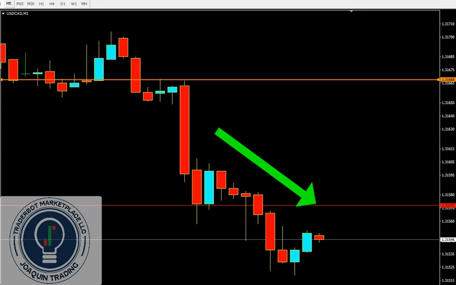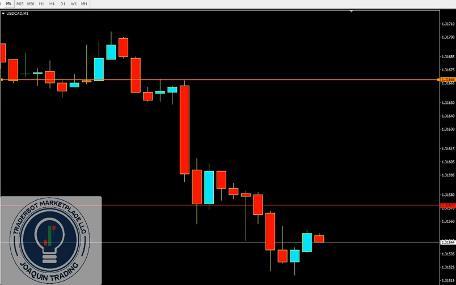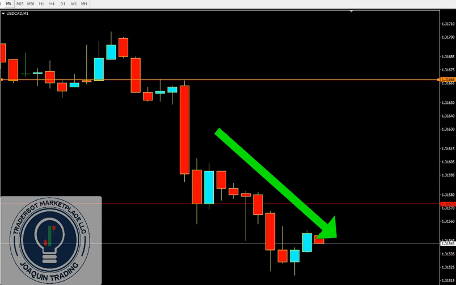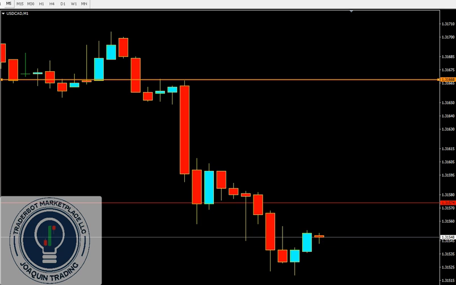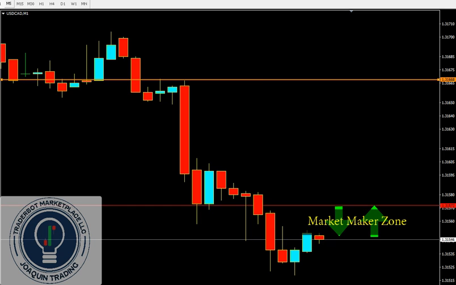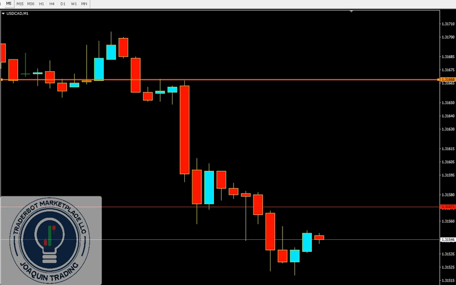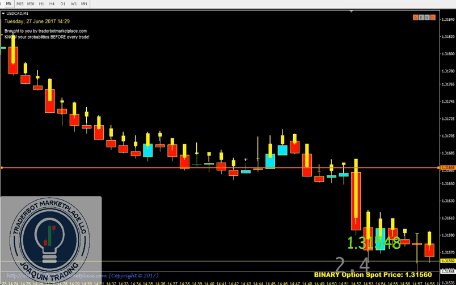Now, the red line is where traders can buy, and the white line is where traders can sell. And the part in the middle is where market makers make their money. So, since we know this, how can we use this to take advantage of binary options trading? Well, let's go back to this signal here. Price closed below the strike, but still lost. Let's switch screens here.